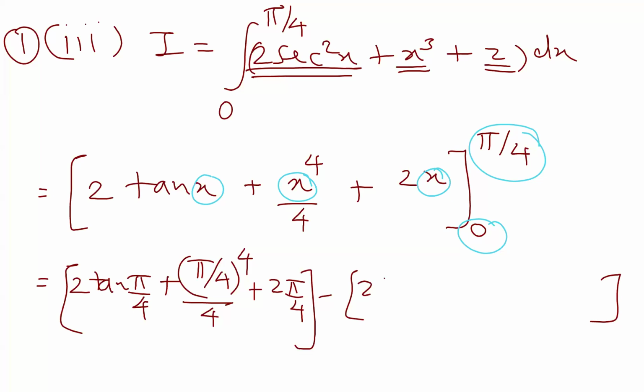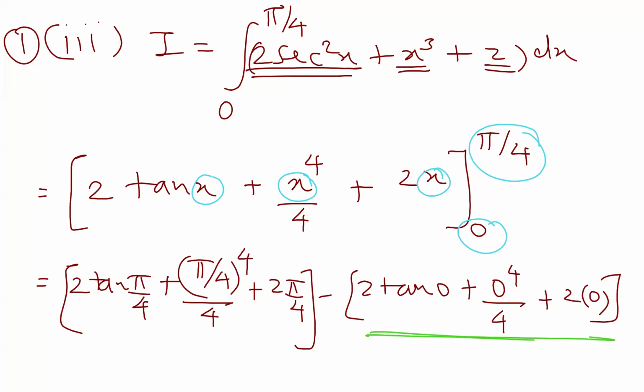Then 2 tan 0, 0 raised to 4 upon 4 plus 2 into 0. This entire bracket will turn out to be 0. Do you agree with me? The second entire bracket will turn out to be 0. Do you agree with me? Yes or no?